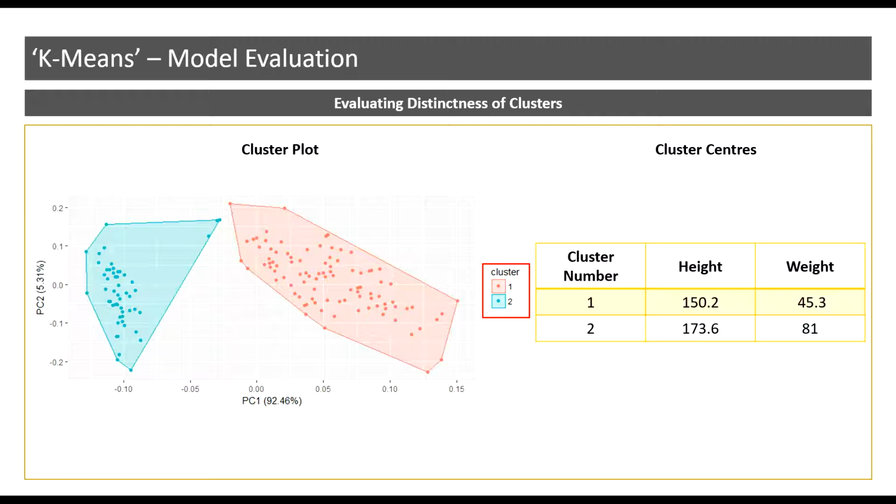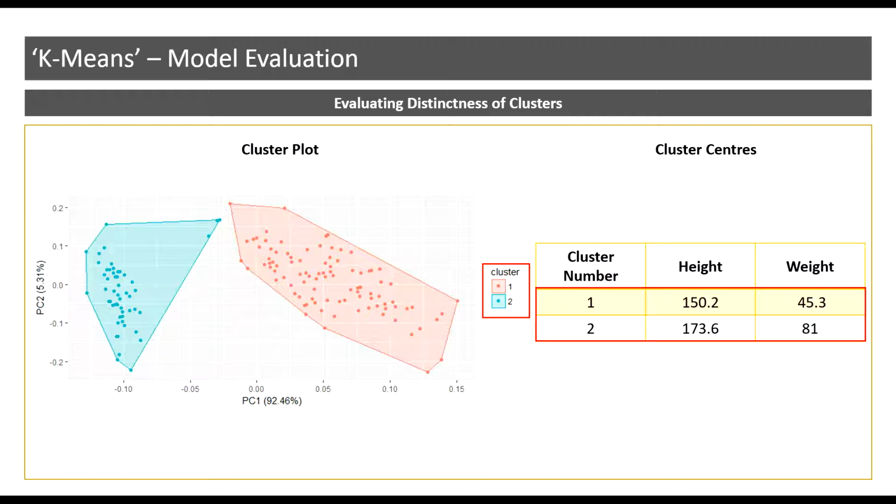If you can recall, the cluster centers are representative of the observations within a particular cluster. Hence, if the characteristics of the cluster centers are farther apart, then we can safely conclude that the clusters are distinct. Here, we can observe that based on the parameters height and weight, I have grouped a particular set of observations into two clusters. Let us take a look at the cluster center of these two clusters.